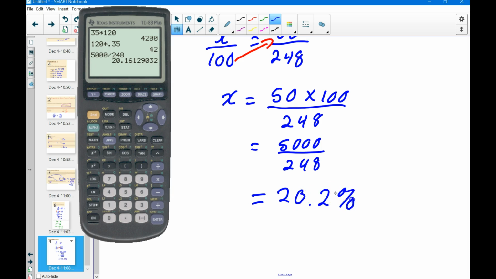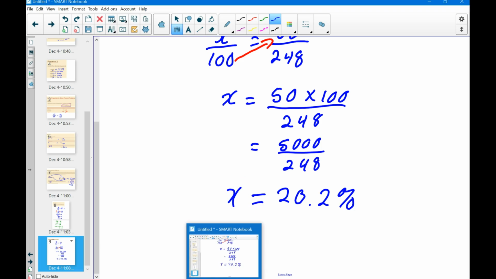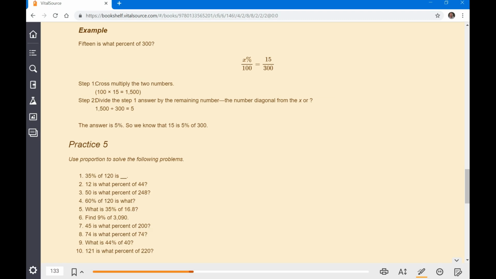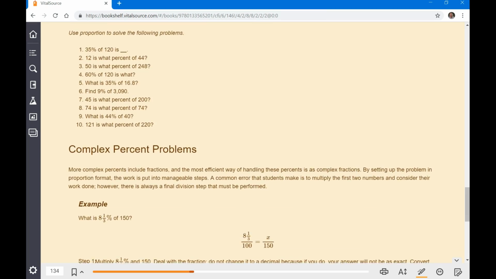I'm just going to round it off to one decimal place, and the x is actually going to be 20.2%. So any questions on those? They're pretty straightforward. We should plug it in the formula, right? Alright.